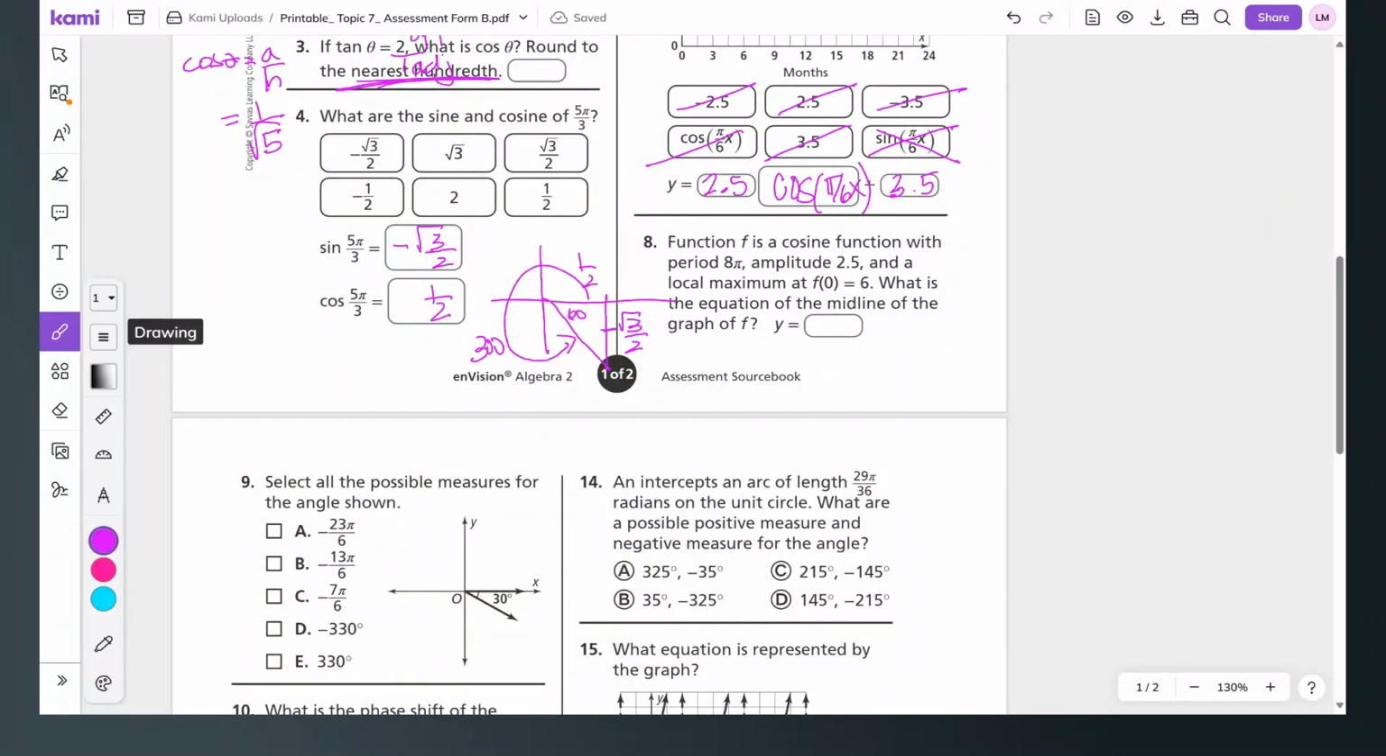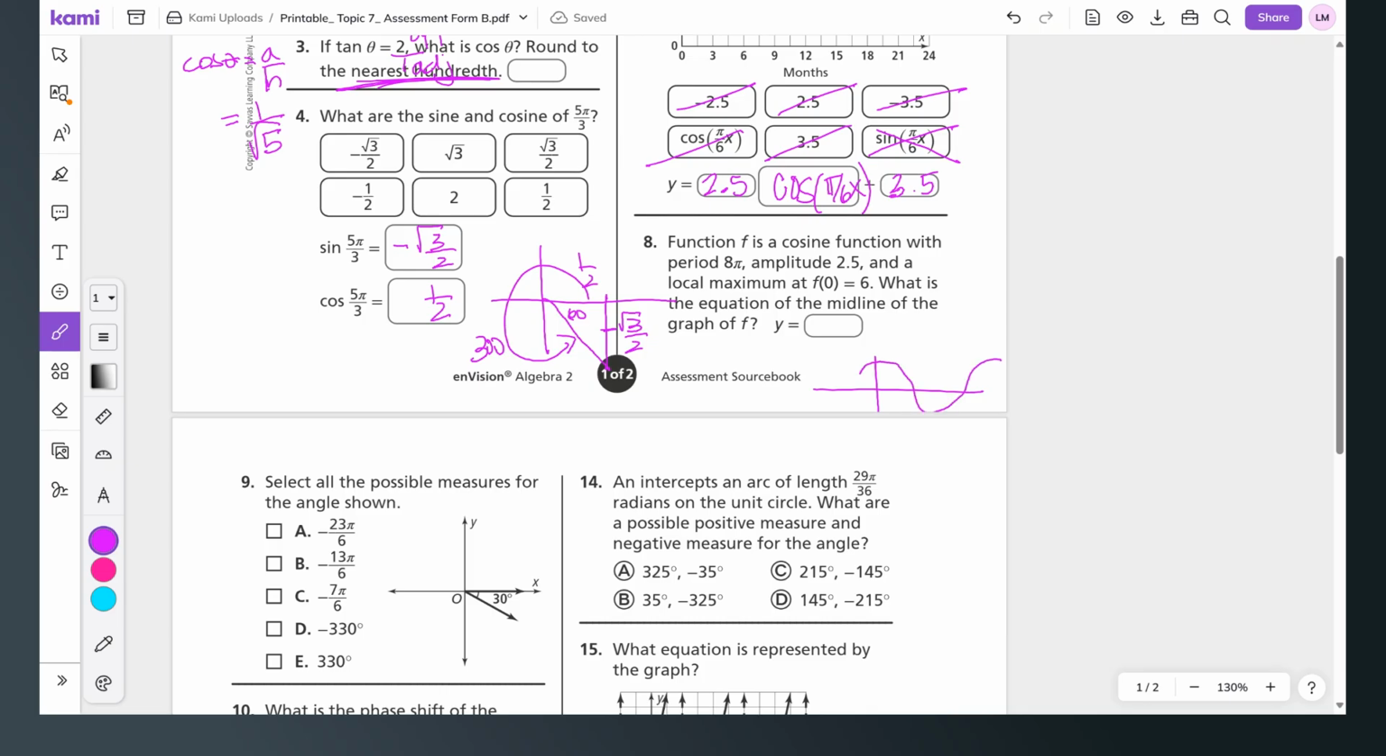All right, function f is a cosine function with a period of 8 pi, amplitude of 2.5, and a local maximum f of 0 equals 6. What's the equation of the midline? Okay, these problems are kind of becoming my favorite.